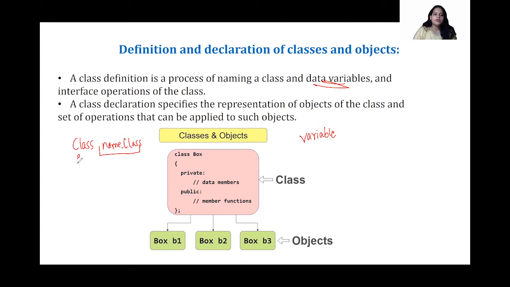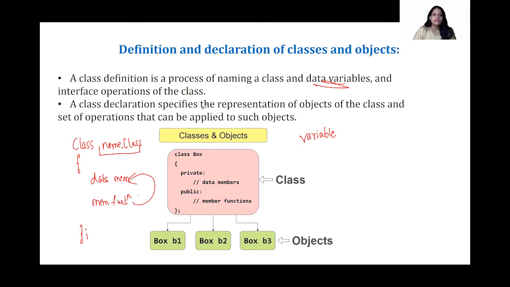After that, the class always starts with a curly bracket and ends with a curly bracket and a semicolon. Between these, we are going to have data members and member functions. These member functions operate on this data. That is what this particular statement means: a class definition is a process of naming the class, data variables, and interface operations of the class. The operations we perform on the data members are going to be in the member functions.